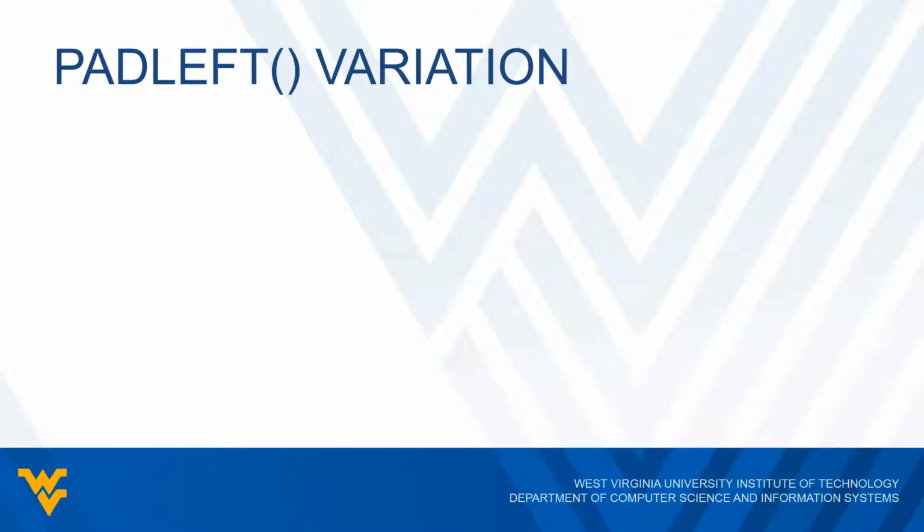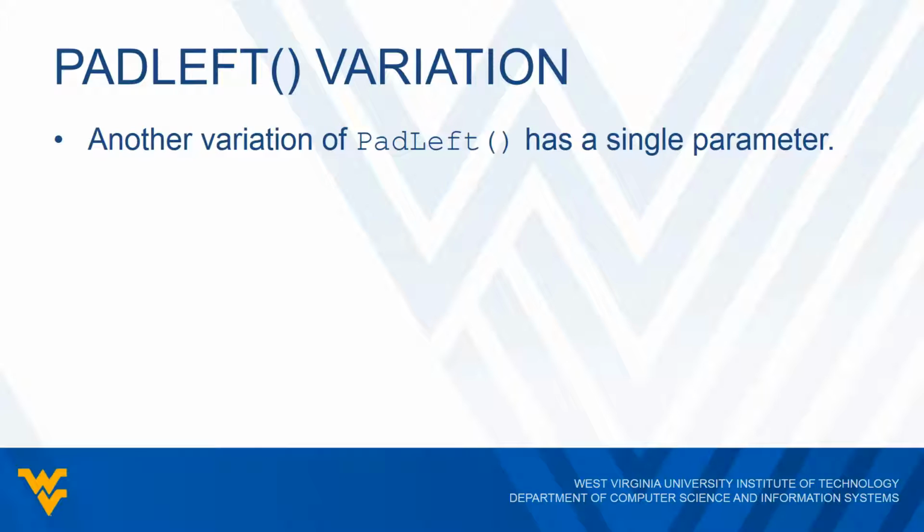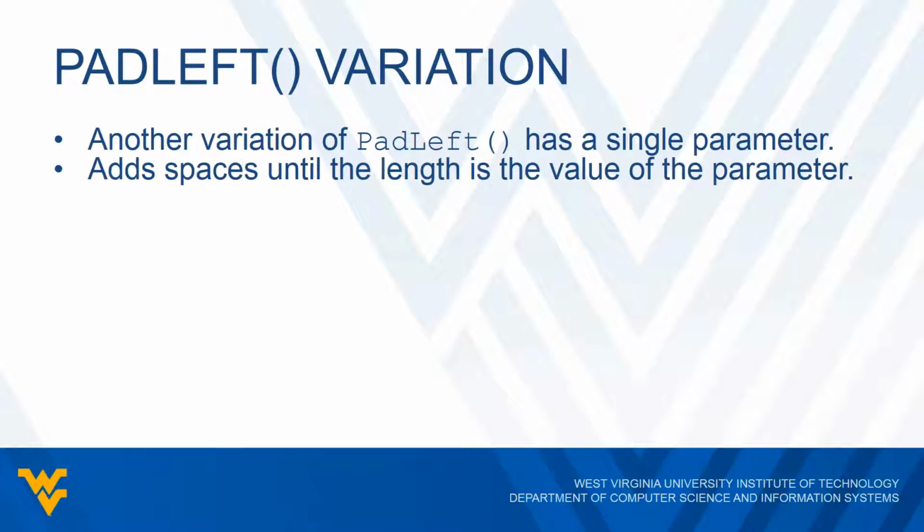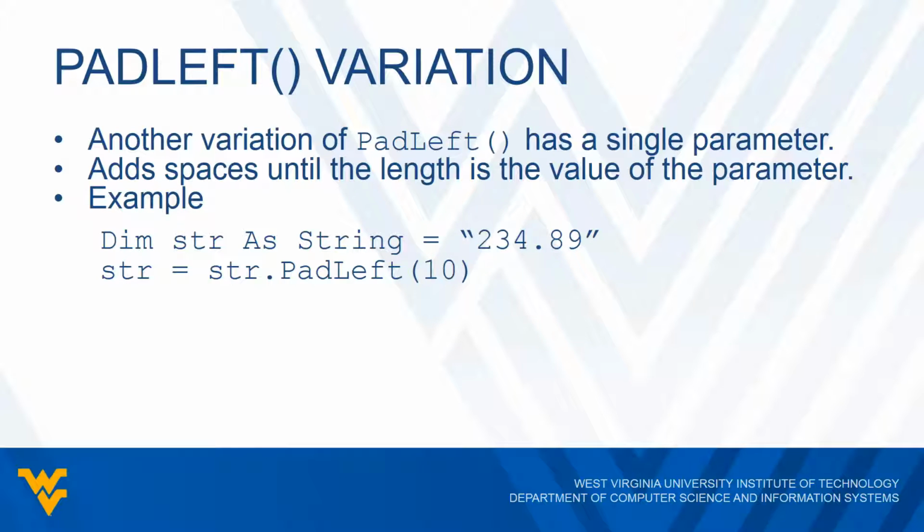Now there is a variation of the pad left method where it takes a single parameter instead of 2 parameters. So what happens in this case is we're going to keep adding spaces until the length of the new string is the value of this parameter. So we're really just using the original approach, except we're using only the first parameter and we're not including the second parameter. So let's look at an example of how we would do this. So here is the same string from our last example.